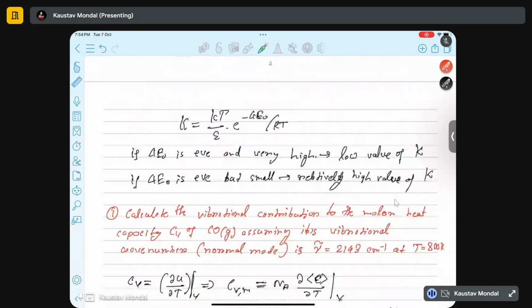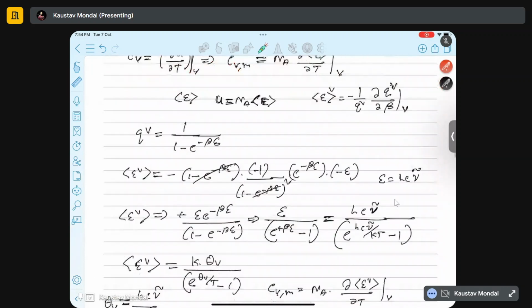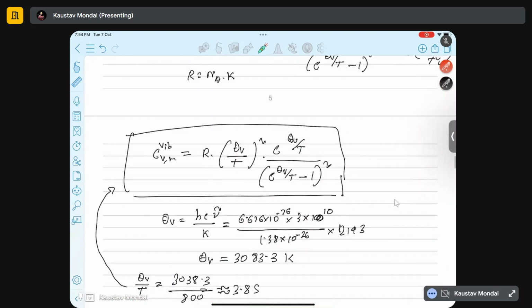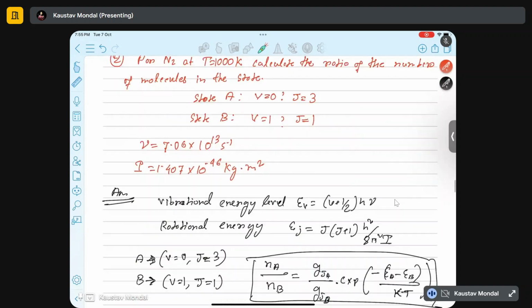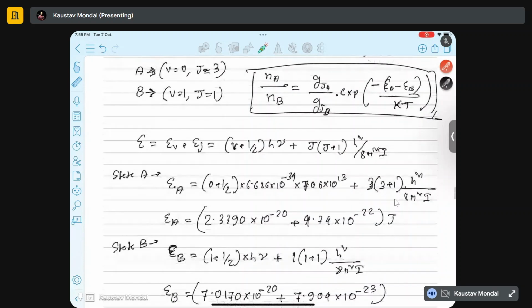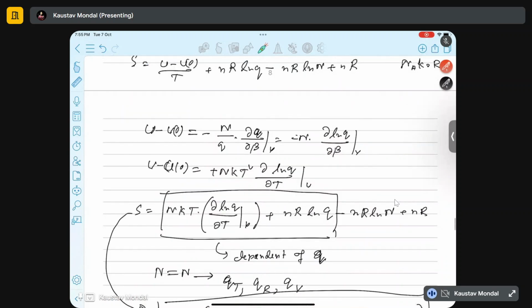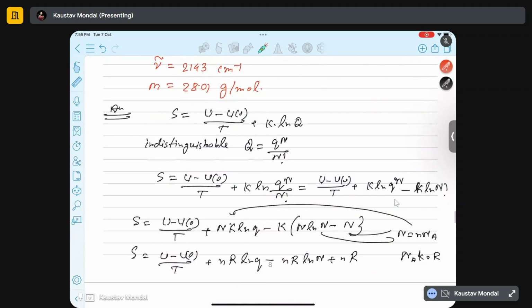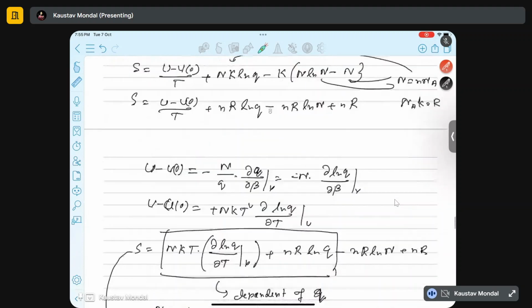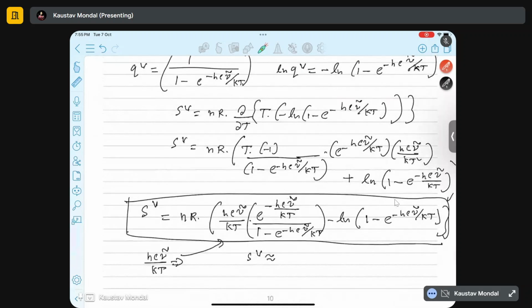Next we did some problems calculating specific heat at a particular temperature due to the vibrational contribution. Next we also calculated the population difference between two energy states, how to calculate it, and lastly we calculated the entropy, the rotational, translational and vibrational entropy, how to calculate it for a system in standard state. That we have done. So for today's class that's it. So let me stop the recording.